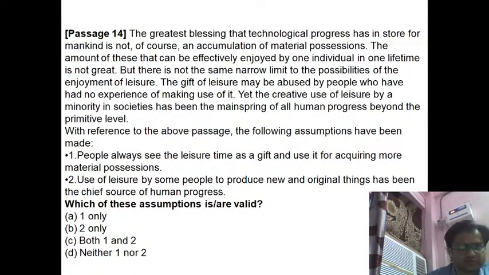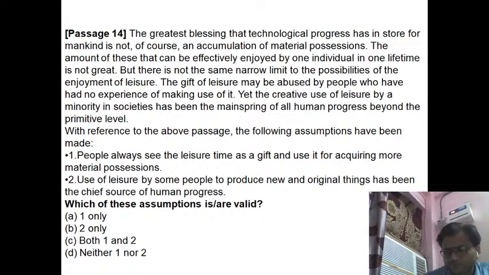You guys have to read the passage once. So I think you all have read this passage. The greatest blessing that technological progress has in store for mankind is not, of course, an accumulation of material possessions. See, the tone of the passage is also quite important. Whenever you have to answer the question, you also have to consider the tone of the writer. That means the reason behind it, and why the author is saying what he or she is suggesting to us. These things are quite important.